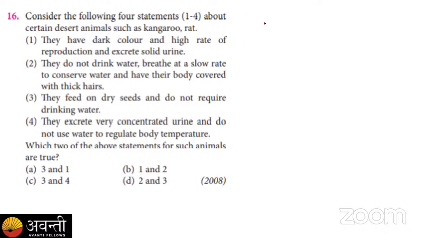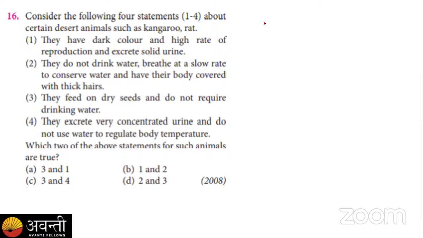Now, moving towards the next question, question number 16. Now consider the following 4 statements about certain desert animals, such as kangaroo and rat. Okay, the 4 statements are here. They have dark color, a high rate of reproduction, and excrete solid urine.